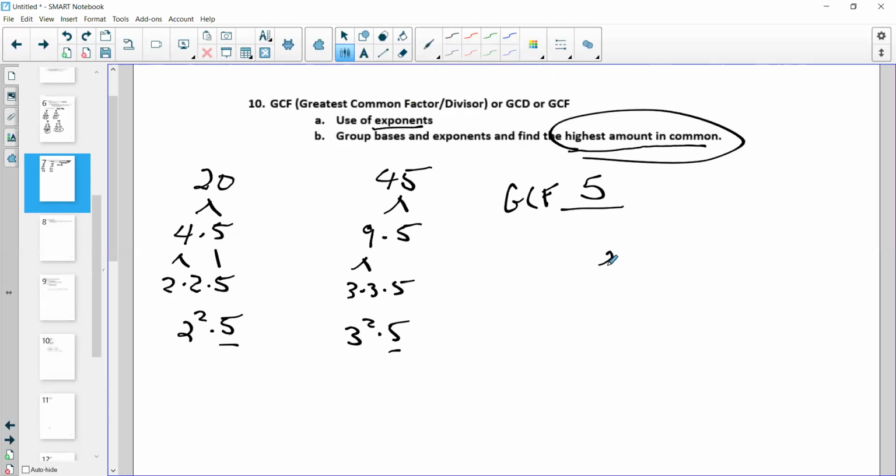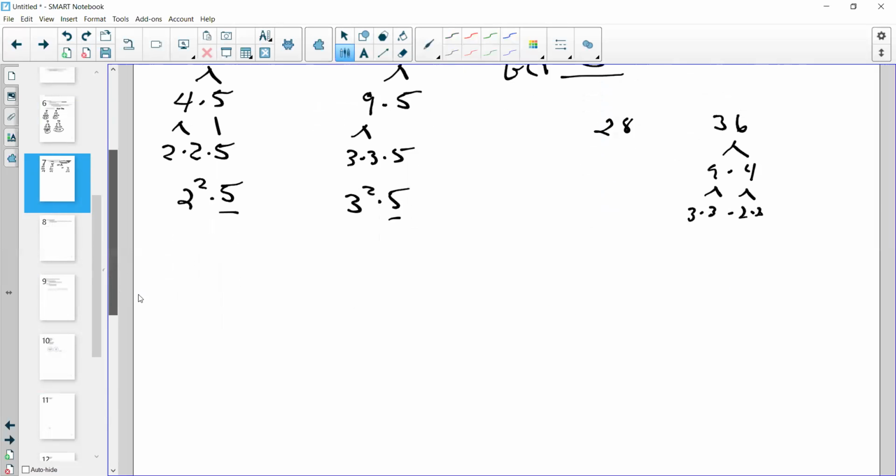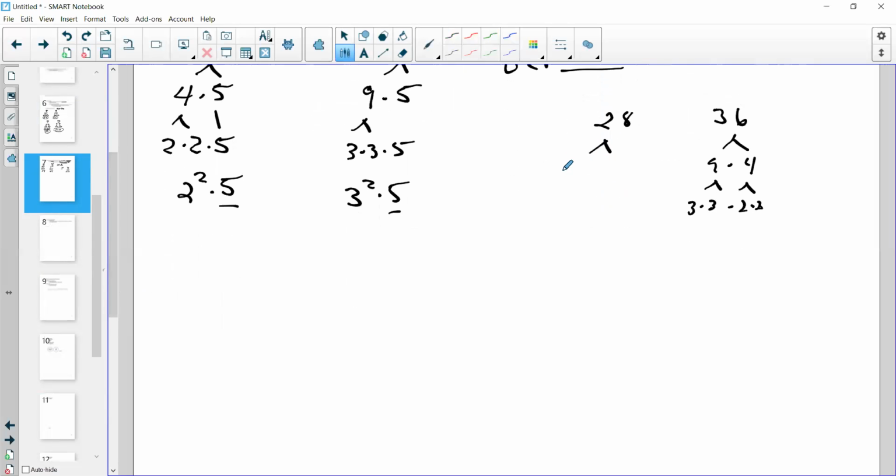So let's look at one more. Let's say 28 and 36. So if I factor 36, we'll say 9 and 4. So that would be 3 times 3 and 2 times 2. And 28 would be 4 times 7, or 2 times 2 times 7. So this would be 2 to the second times 7. And then 36 would be 2 to the second times 3 to the second.